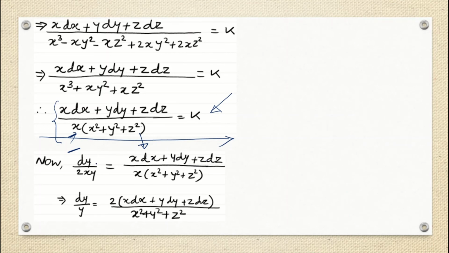So in my first fraction, if any variable other than y is present, it will be difficult for me to integrate. We can see that x is present. This x I can cancel out. So now it will be dy by y. This 2 we have taken to the right hand side, and now this is x dx plus y dy plus z dz by x square plus y square plus z square.